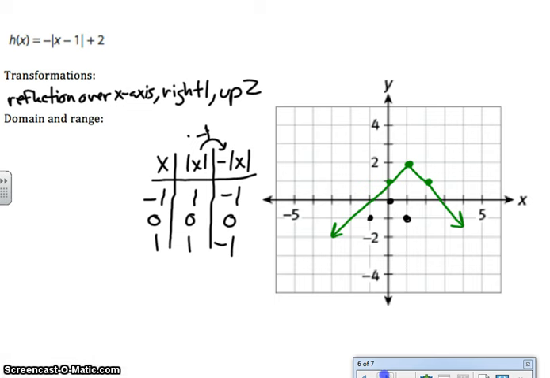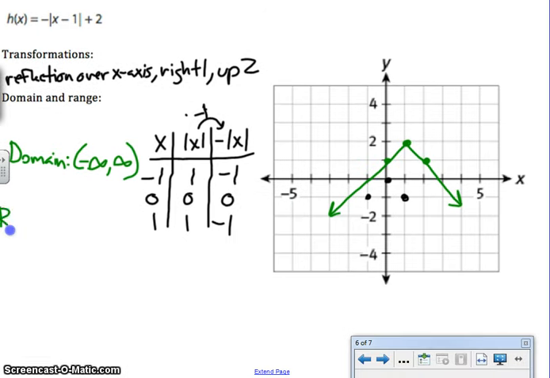All right, now for the domain and range. So for domain, I have to think about what my x values are doing. So notice this green function here is going to go left forever and right forever. So my domain goes from negative infinity to positive infinity.